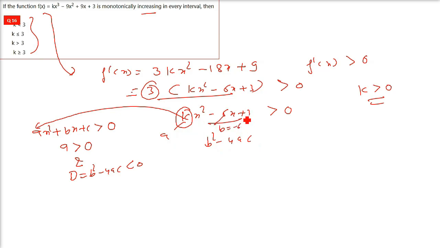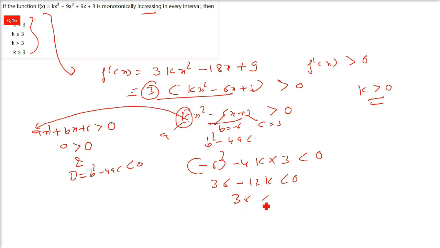A is k, b is negative 6 and c is 3, which I can reiterate now. I'm replacing the values in b square minus 4ac, where a is k and c is 3. So this is less than 0. 6 square is 36 minus 12k less than 0. 36 is less than 12k, that is 12k is greater than 36. K is greater than 36 by 12, which is k is greater than 3.